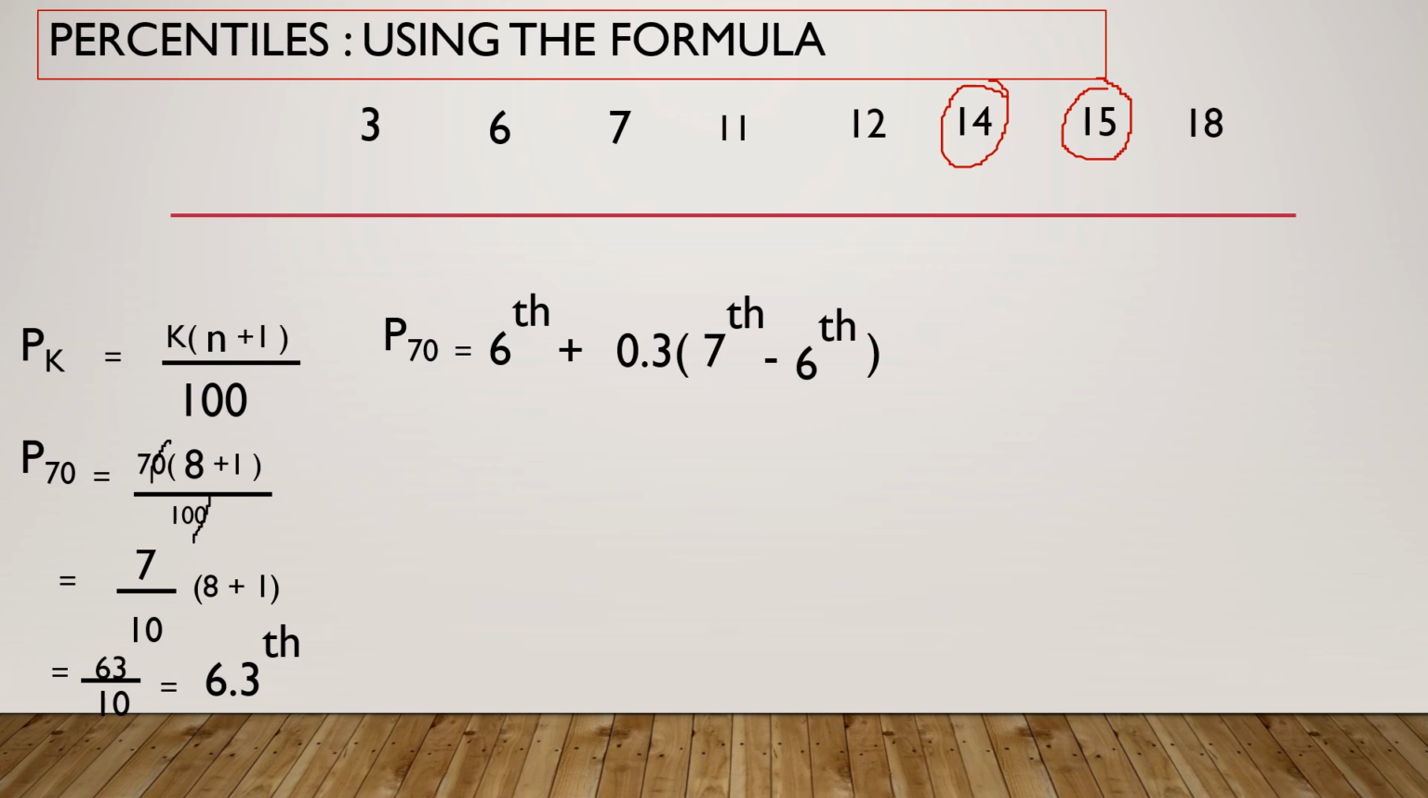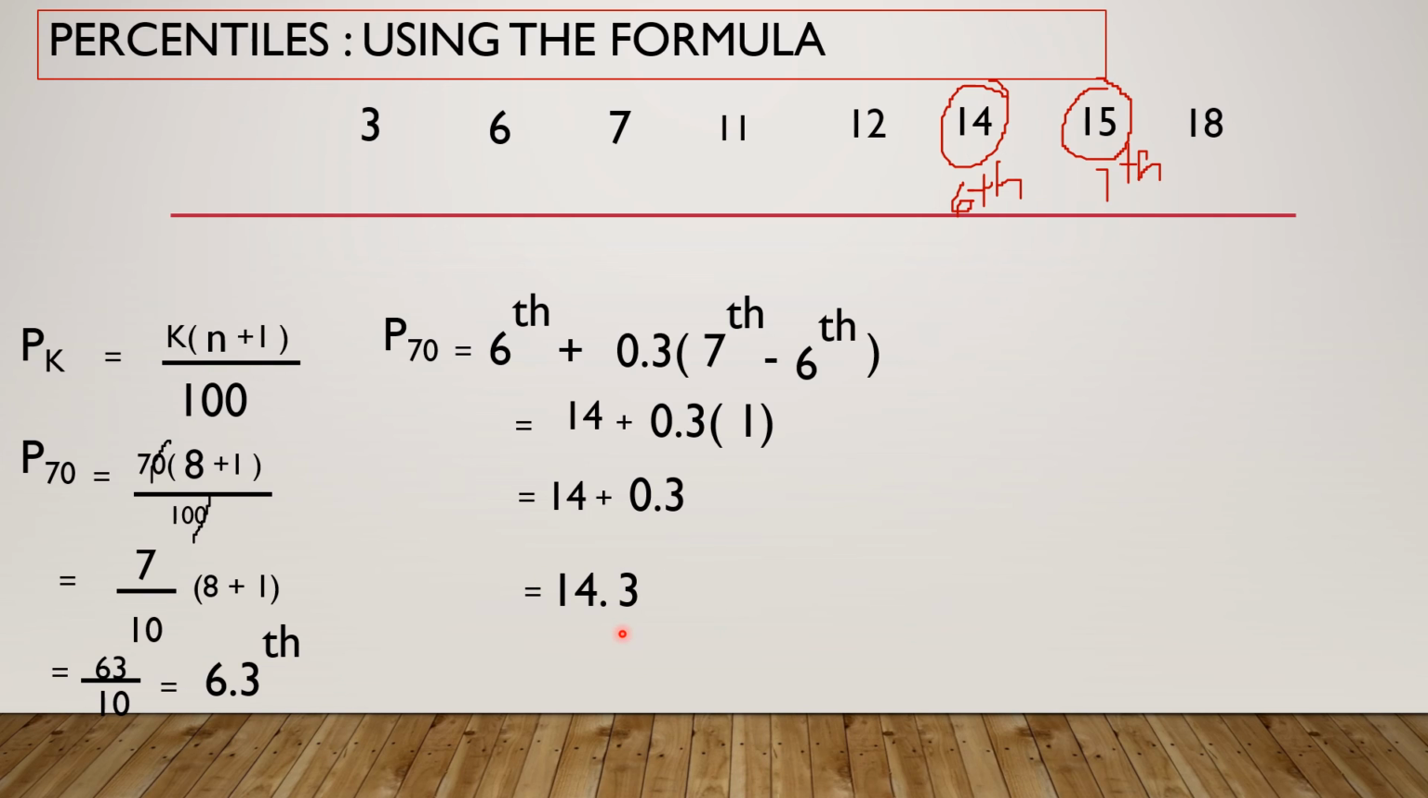Okay, so now, what is the value of the 6th term? That's 14. This is the 6th, and this is the 7th term. We're just going to get the difference of that. So that is 14, and then the difference is only 1. 15 minus 14 is 1. So 0.3 times 1 is still equal to 0.3. So that is equal to 14 plus 0.3 is equal to 14.3.